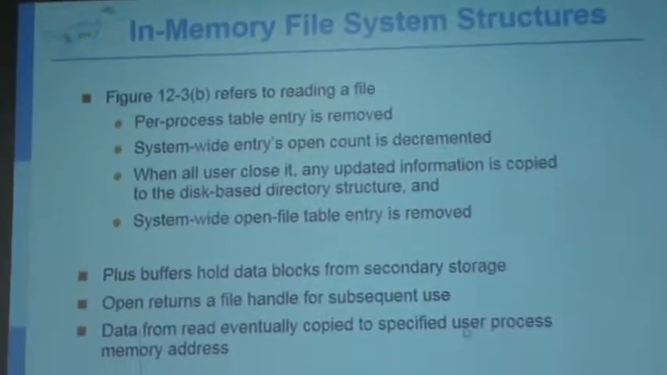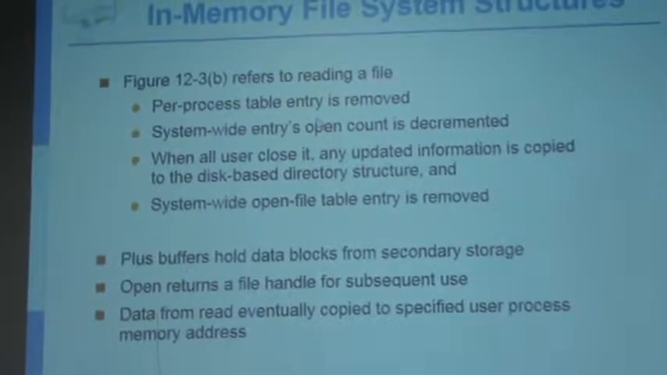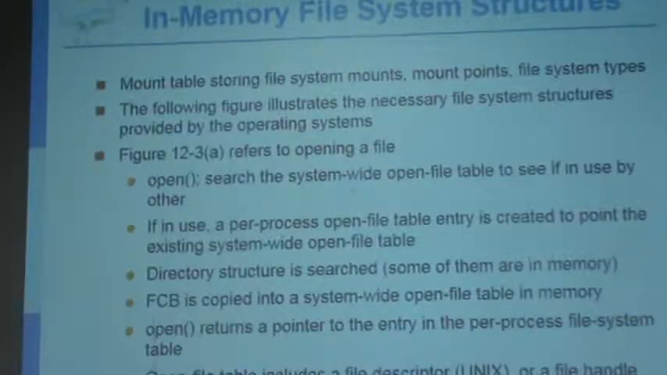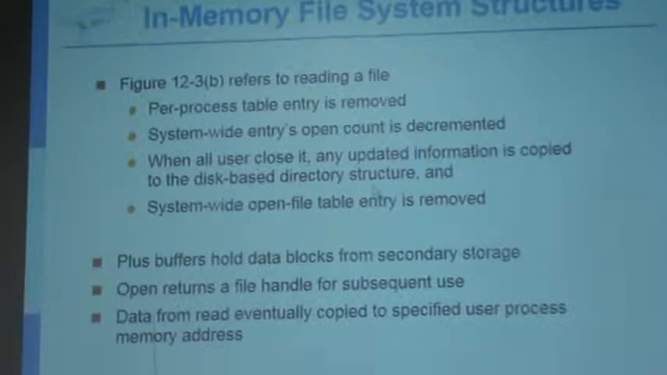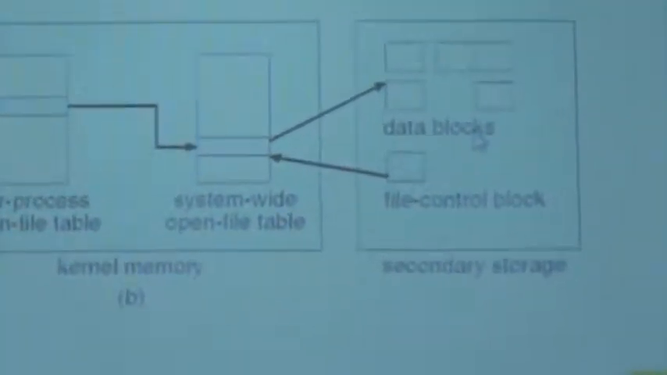When you read the data, because it's open but only read, you don't need the per-process table entry on it. When you open the file, the count is increased by 1 in the system-wide open file table. When you read it, you don't need that because it's just read. You can decrease by 1. When all users close the file, if there is a change in the information about the FCB, it's copied back to the file system.